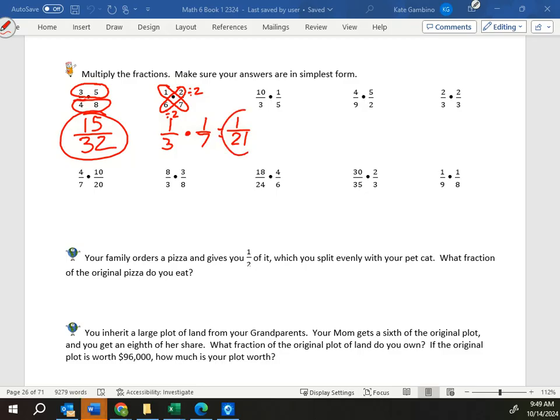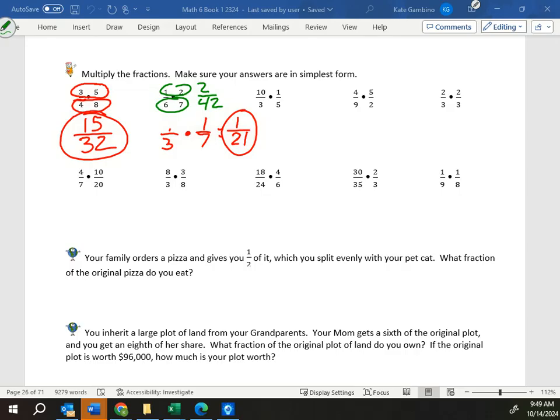So my final answer would be 1 over 21. Now if I wanted to just multiply regular, I would have gotten 1 times 2 is 2. 6 times 7 is 42. Can I simplify that? Is there something I can divide out of 2 and 42?